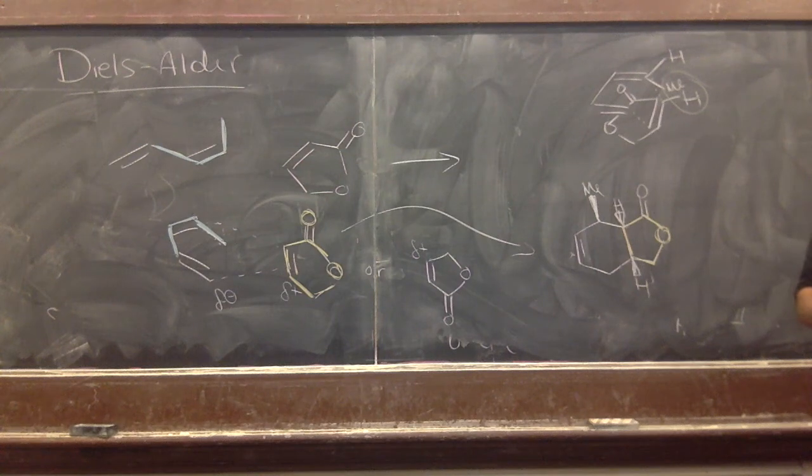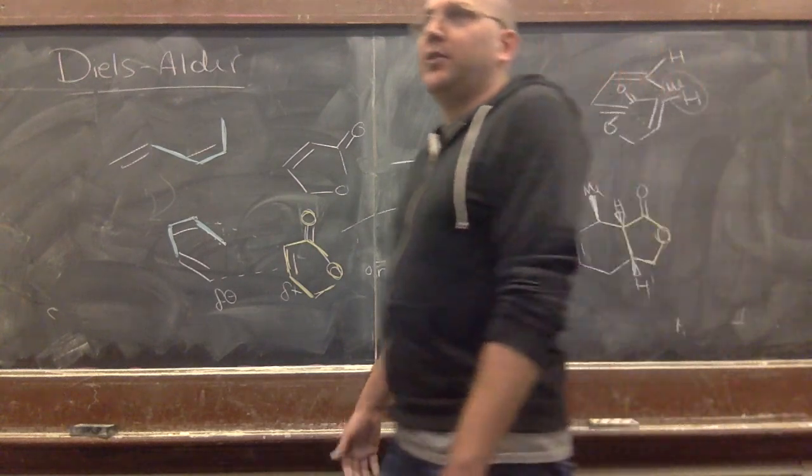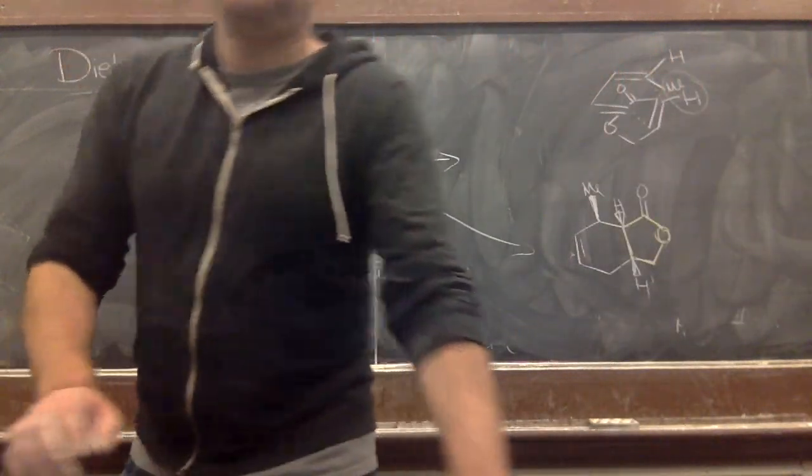Okay? All right. That's Diels-Alder. Wednesday, we're going to be doing Cope and Claisen, which is another challenging one. So this is a challenging week. So hit the books.